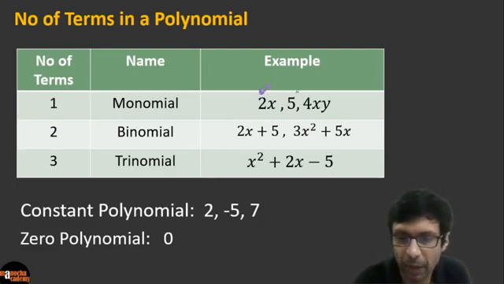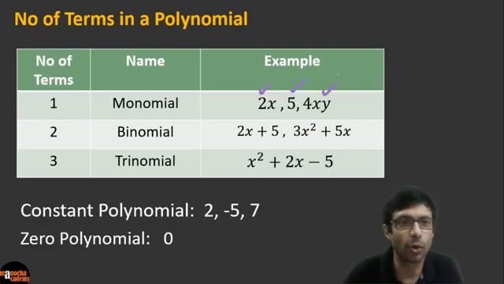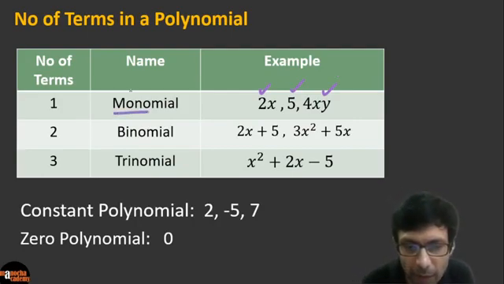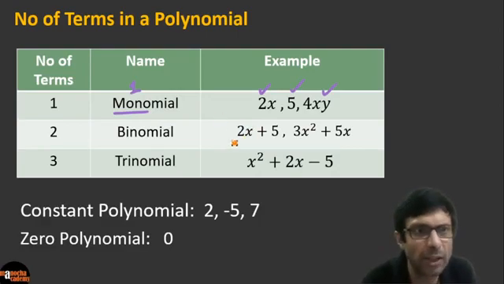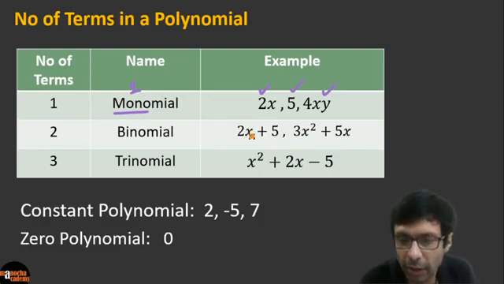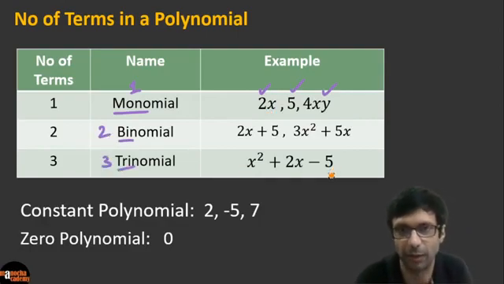If it has only 1 term, for example 2x, or 5, the constant term, or 4xy, these are all known as monomials. Mono means 1. Now if it has 2 terms, like 2x plus 5, you can see there are 2 terms, 2x and 5. Then 3x squared and 5x, so there are 2 terms here. This is called a binomial. Bi means 2. And similarly, you can see trinomial. It has 3 terms here.